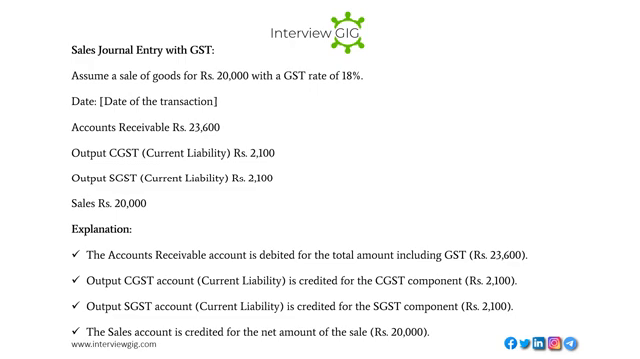Explanation. The accounts receivable account is debited for the total amount including GST, rupees 23,600. Output CGST account, current liability, is credited for the CGST component, rupees 2,100. Output SGST account, current liability, is credited for the SGST component, rupees 2,100. The sales account is credited for the net amount of the sale, rupees 20,000.